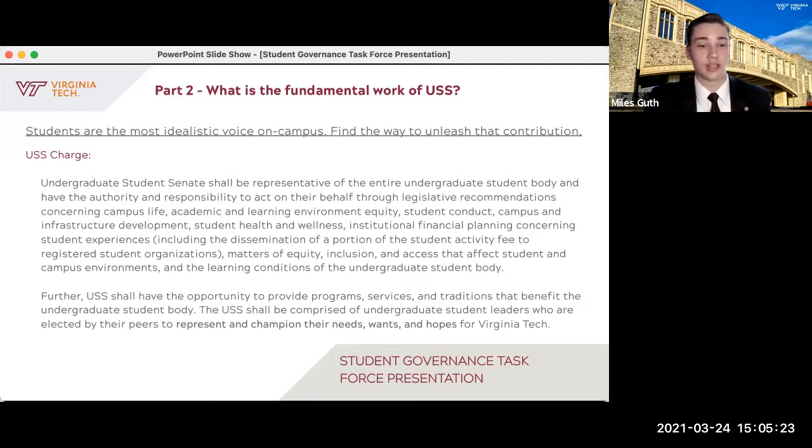Now, we've intentionally left this to be a broad statement so that the transition team, which includes myself and another fantastic group of student leaders, can work to fill in all of the foundations of this new entity and create it from the bottom up.